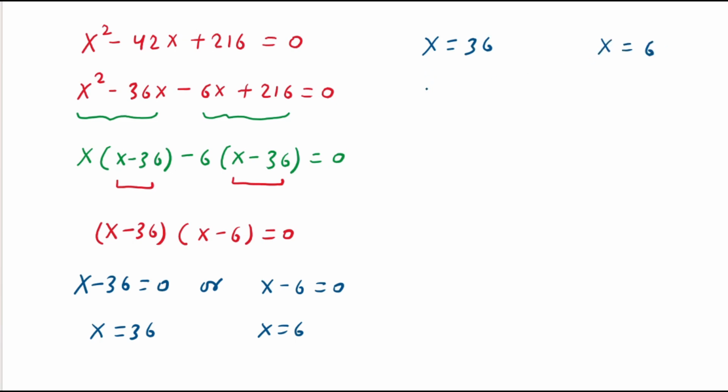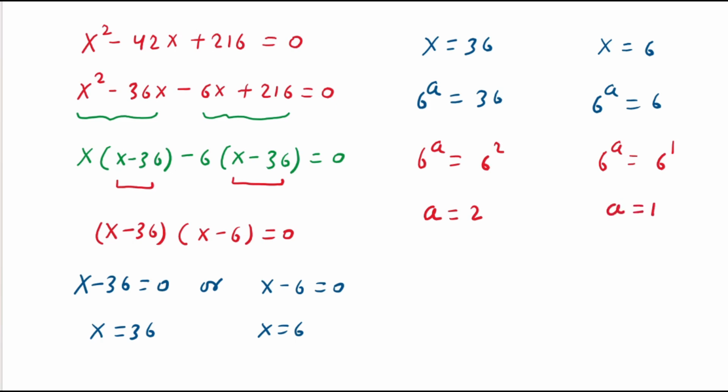We know that x is 6^a, so x is replaced by 6^a, which equals 36, and also 6^a equals 6. Now look carefully. 6^a equals 36, which is the same as 6^2. Now the base is the same, so the power is also the same, so the value of a is 2. And 6^a equals 6, which is the same as 6^1. The base is the same, so the power is also the same, then a is equal to 1.